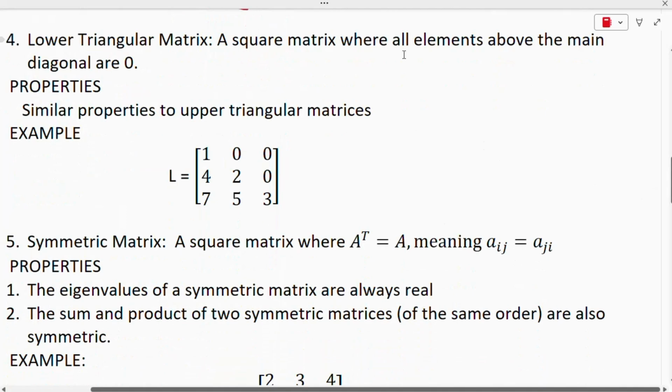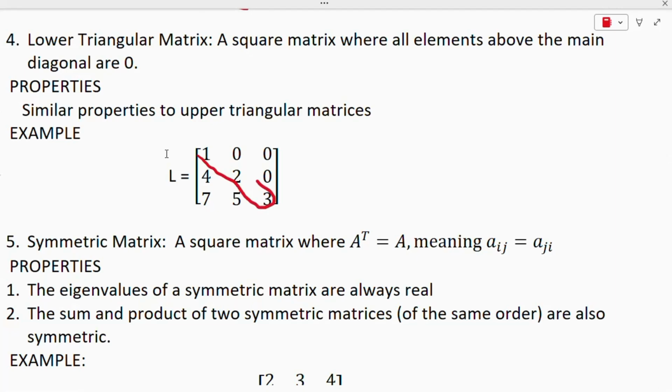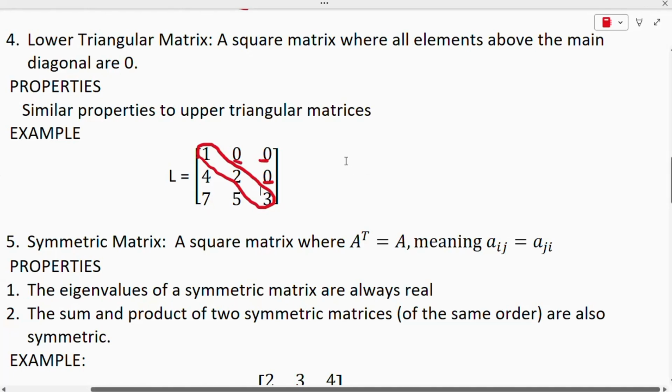Number 4, we have the lower triangular what? Matrix, a square matrix where all elements above the main diagonal are 0. So this is the main diagonal right here. Now the elements above, which are 0, 0, 0. As you can see, they are all 0. We refer to this type of matrix as a lower triangular what? Matrix. Now, this lower triangular matrix shares the same properties with upper triangular matrices.